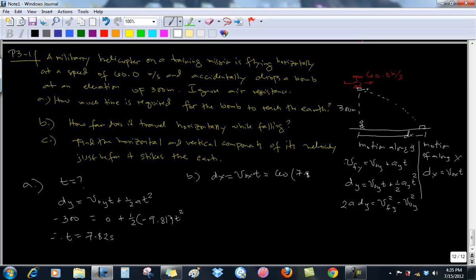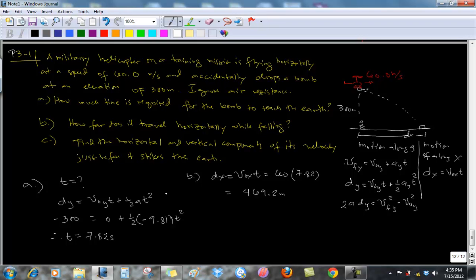So, 7.82 times 60, and I'll be getting a value of 469.2 meters. Roughly half a kilometer is what it travels along X before it lands. So, meaning if you are near there, you will be safe. You could be hit if you are within about that distance of the hardware before the bomb falls.